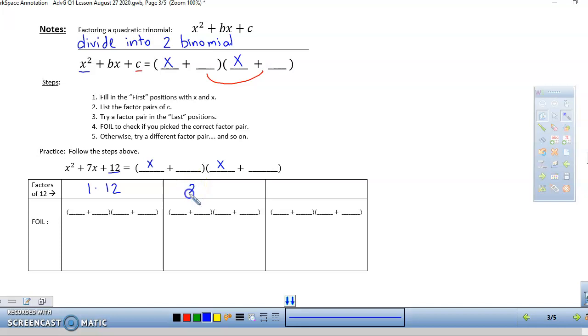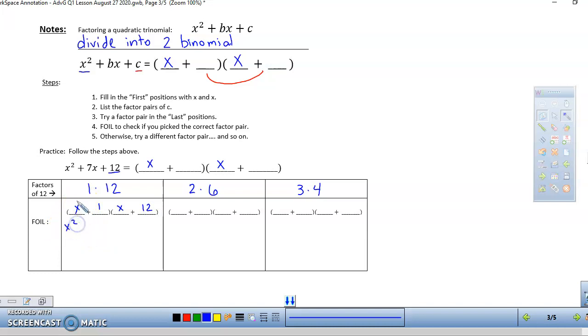So 1 times 12, 2 times 6, 3 times 4, and then it would be 4 times, but we already have the 4, so we know we're done. So these are my 3 factor pairs. Officially, you can do negatives as well, but we know that the middle term is positive, so all of these would have to be positive. Okay, so we are going to just go through all the different scenarios here.